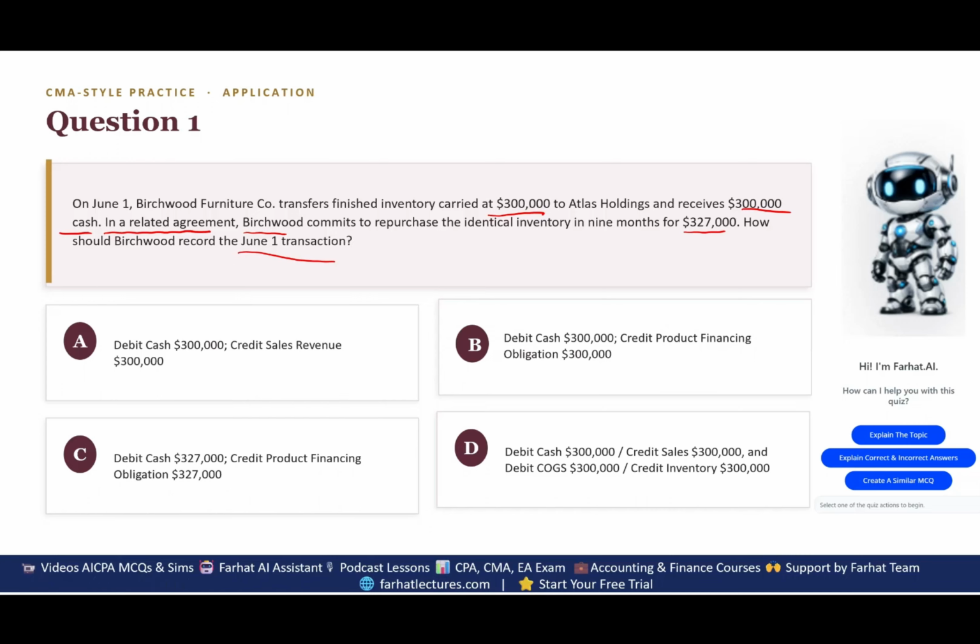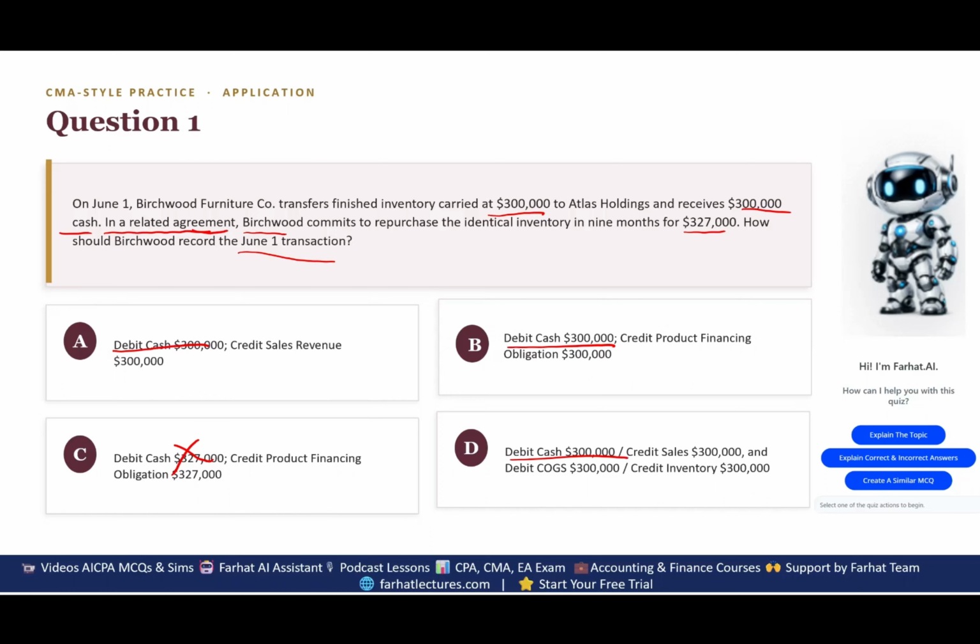So what is that technically? Well, what did we do? We received immediately $300,000 on June 1st. We debit cash. So notice, debit cash 300, debit cash 300, debit cash 327 is out, debit cash 300 is good. Now, what exactly happened here? Did we sell the inventory? And the answer is no. Why not? Because we have an agreement to buy it back.